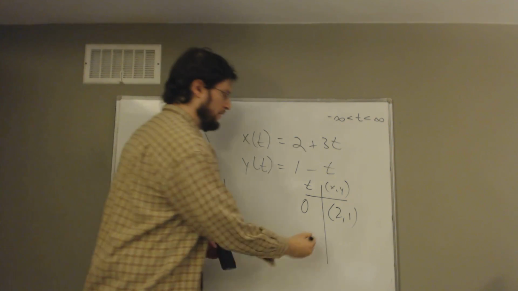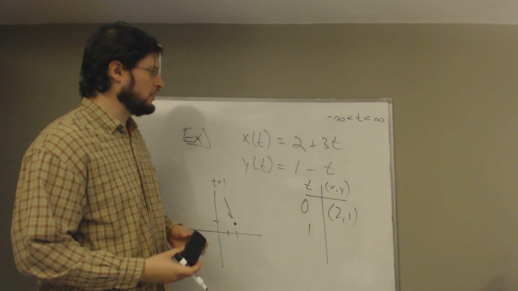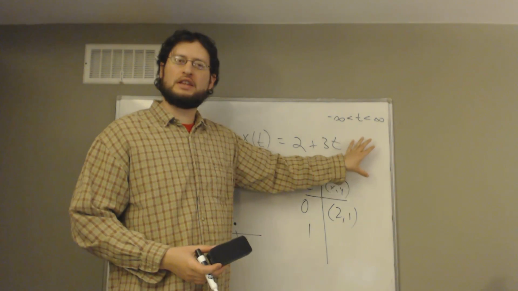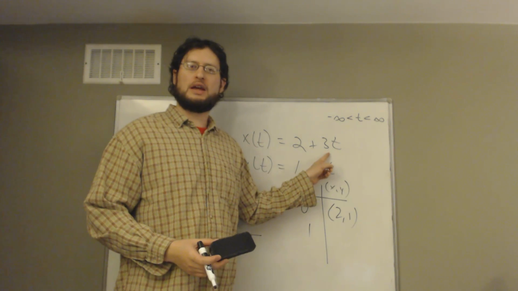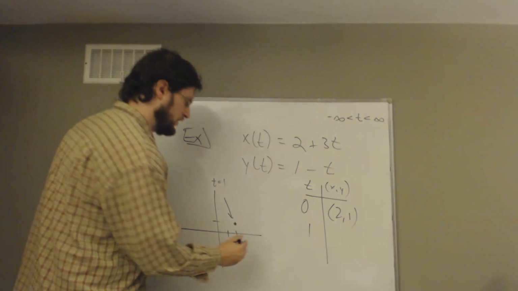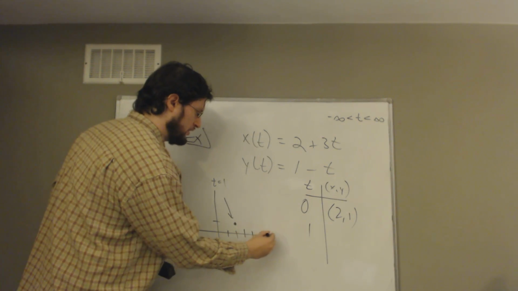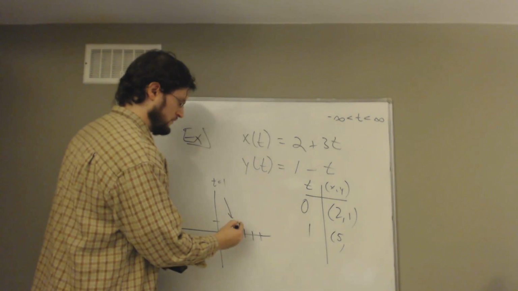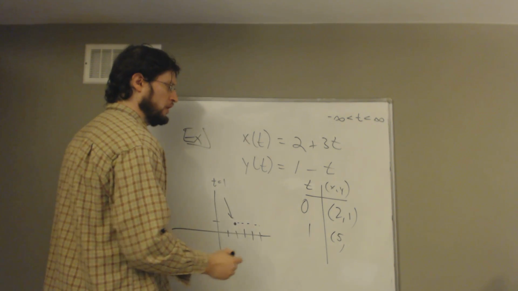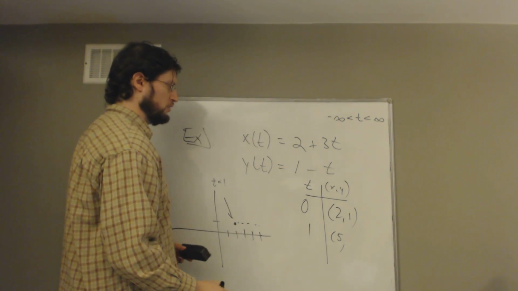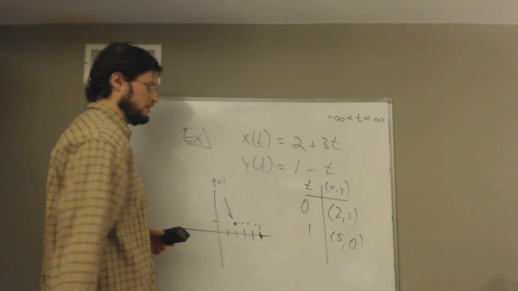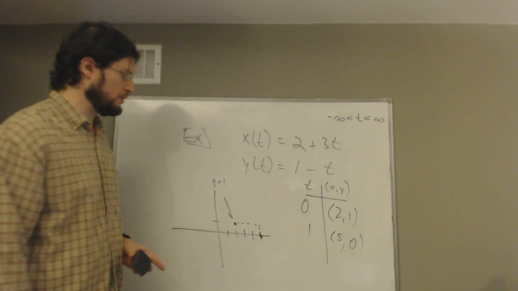At time 1, well, we're at the point 2, 1, but then we've adjusted things. The x value after time 1 moves up 3 units to 5. And the y value actually moves down 1 unit to 0. And here we are. So that's where we are at time 1.